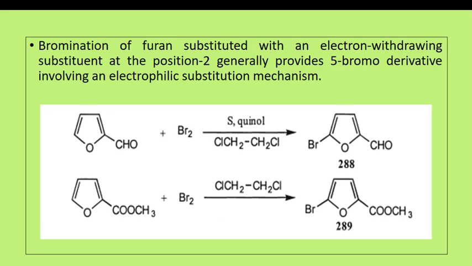Then bromination of furan substituted with an electron withdrawing substituent at position 2 generally provides 5-bromo derivative involving an electrophilic substitution mechanism. In this case, the second position is occupied with this electron withdrawing substituent. Then bromination takes place at fifth position. Similarly, in this case also, the second position is substituted. And these are the important conditions for the reaction to proceed.